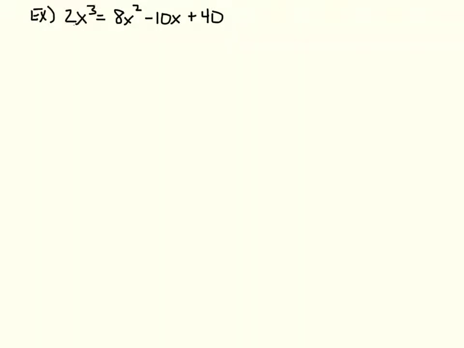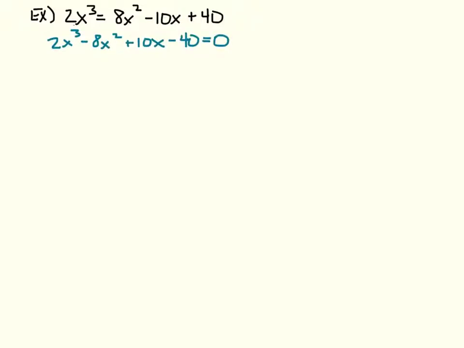Okay, now let's look at 2x cubed equals 8x squared minus 10x plus 40. My first step is to set it all equal to 0. Since this cubed is my highest degree, I want to keep this 2 positive, so I'm going to move all of this stuff on the right over to the left. So I have 2x cubed minus 8x squared plus 10x minus 40 equals 0.